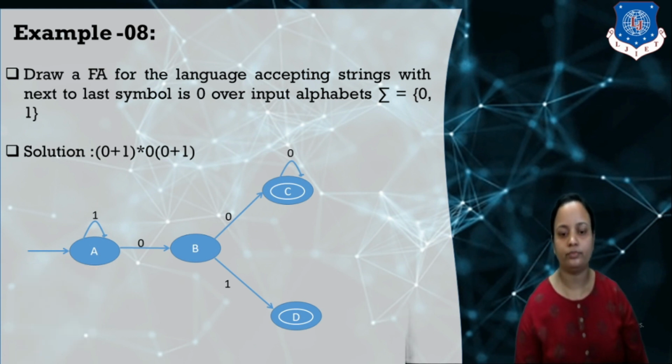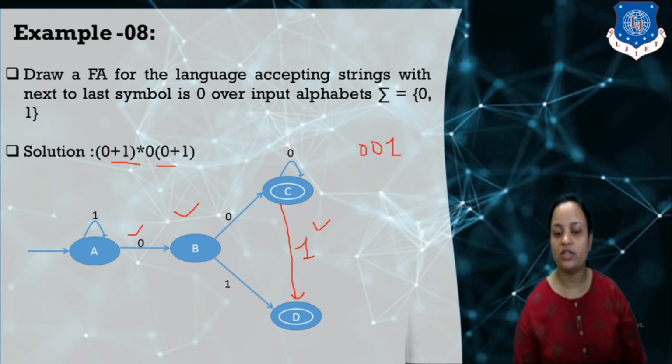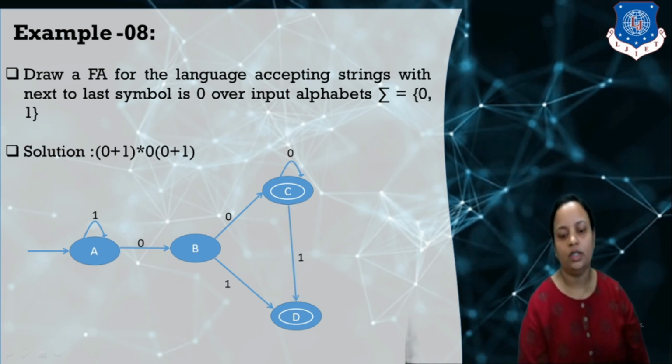So here we have to move input 1 to a D state from state C. Let me check. If I consider 0, 0 and 1, this string is valid. 0, 0, 1 is obviously a valid string because at the end 01 appears. So we have to move input 1 from state C to state D. So this accepts the valid string. Okay, now complete the DFA.